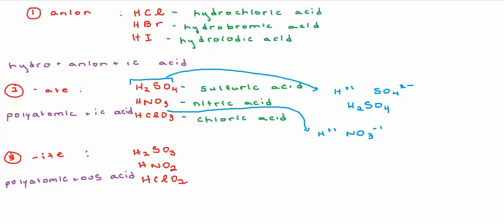Okay, so let's look at these examples. H2SO3, instead of sulfuric acid, is going to be sulfurous acid. HNO2, instead of nitric acid, is going to be nitrous acid. And then HClO2 is going to be chlorous acid.